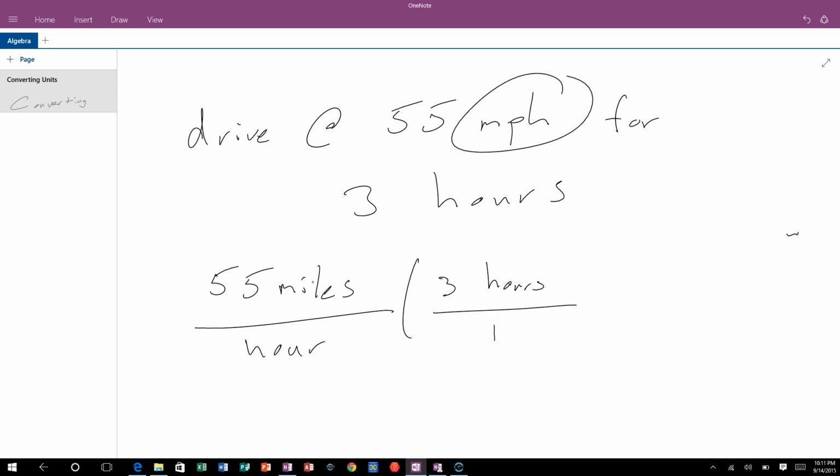Yeah? If I'm going 55 miles per hour and I travel for 3 hours, that's over 1, and I've got no other unit down there because it's just hours. I'm not hours per anything, it's just hours. So check it out. The same thing is going to happen here. If you divide by hours and you multiply by hours unit, they will effectively cancel each other out. So you're left with 55 times 3, which is 165 miles. So if you drive at 55 miles per hour for 3 hours, you will go a distance of 165 miles. That is the power of converting between units with a little bit of algebraic thinking.